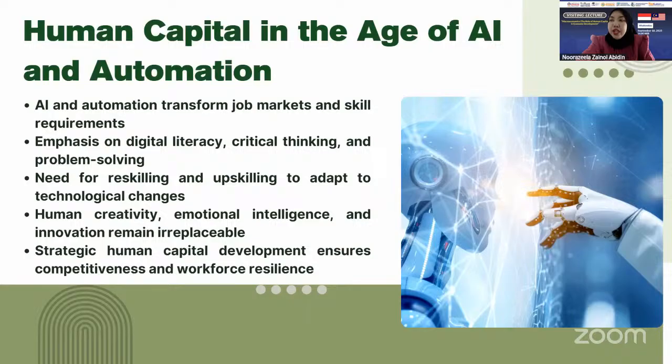So, human capital in the age of AI and automation. In the age of AI and automation, human capital is both challenged and more critical than ever. First, AI and automation are changing the types of jobs available, often reducing the demand for routine tasks while increasing demand for higher-order cognitive skills. Workers need digital literacy, critical thinking, problem solving, and adaptability to remain relevant in automated environments. So continuous learning is the key.